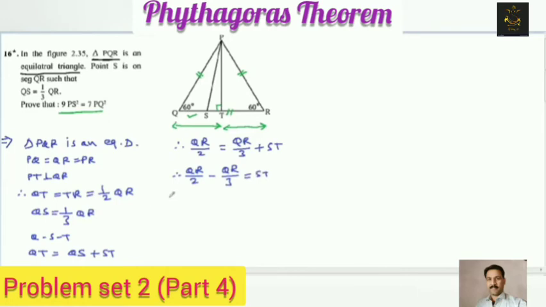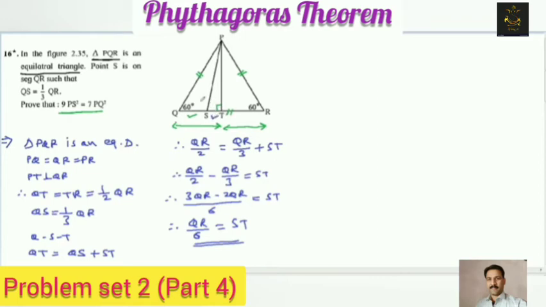Now just go with cross multiplication because the denominators are not the same. So what we'll get here? 3QR minus 2QR upon 2 times 3, which is 6. So how much do you get in the numerator? Just 1 QR upon 6, which is ST. Like this we'll find ST.